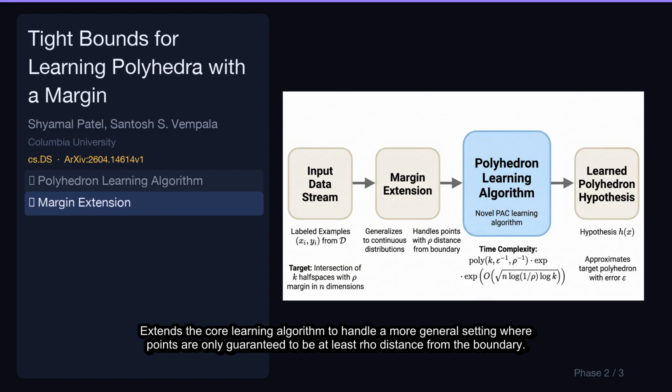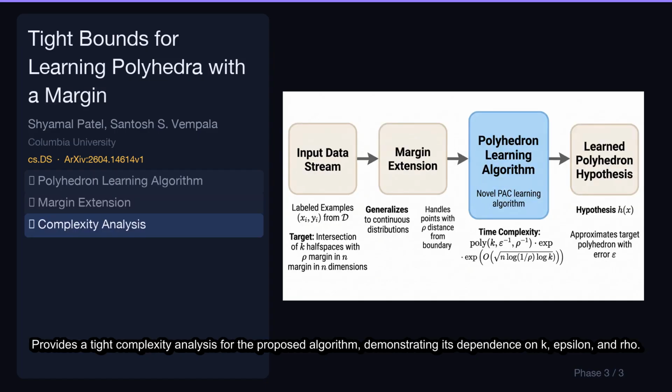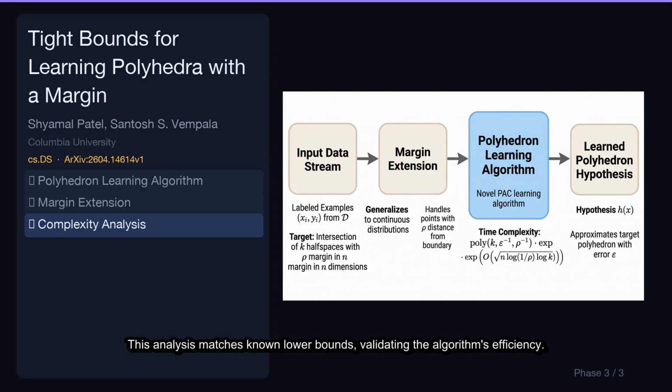Extends the core learning algorithm to handle a more general setting where points are only guaranteed to be at least rho distance from the boundary. This broadens applicability to continuous distributions. Provides a tight complexity analysis for the proposed algorithm, demonstrating its dependence on k, epsilon, and rho. This analysis matches known lower bounds, validating the algorithm's efficiency.